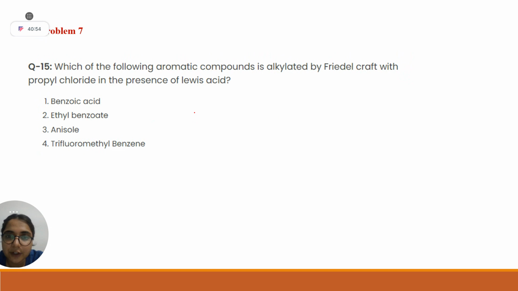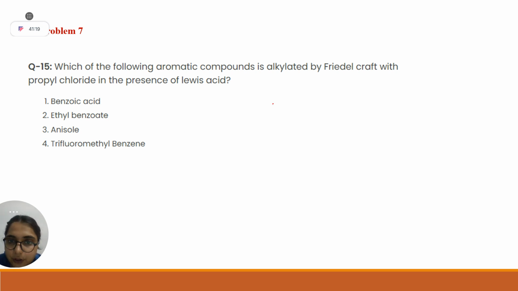Which of the following aromatic compounds is alkylated by Friedel-Crafts with propyl chloride in presence of Lewis acid? Options are benzoic acid, ethyl benzoate, anisole, trifluoromethylbenzene. What is Friedel-Crafts alkylation?